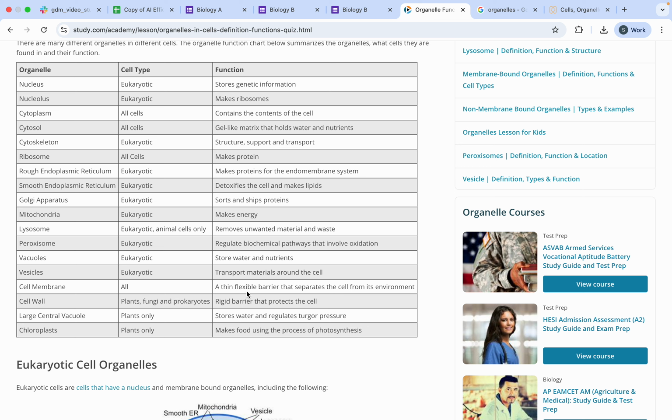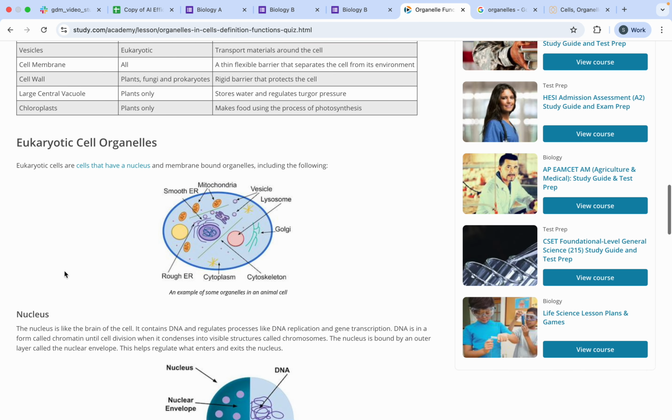Cell membrane, it is a thin flexible barrier that separates the cell from its environment. Yeah. Next is cell wall. It is a rigid barrier that protects the cell. Next it is large central vacuole. It stores water and regulates turgor pressure. Chloroplast, it makes food using the process of photosynthesis. Okay. So this is about the eukaryotic cell organelles.